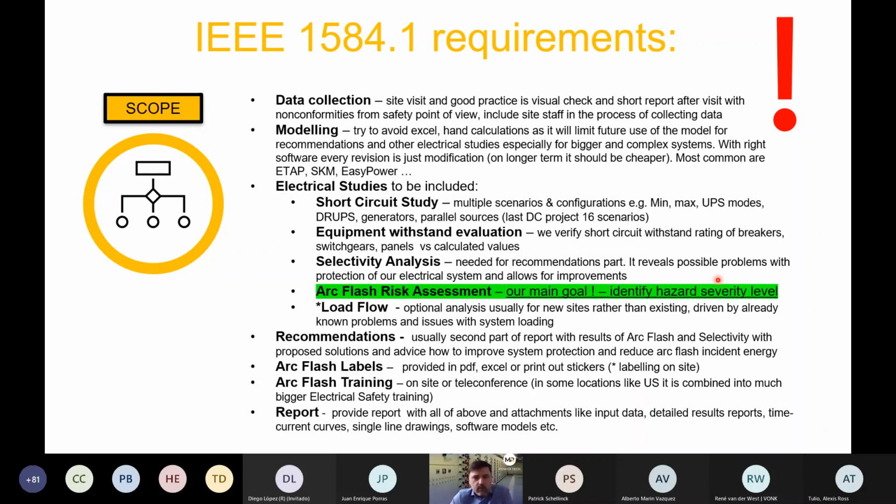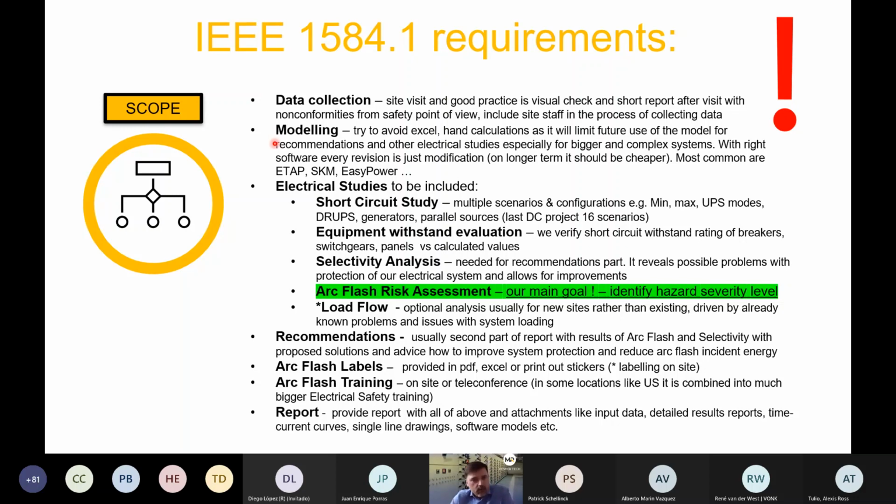So you have to be careful, and the best is to follow IEEE 1584.1 requirements, which is this. This is a bigger document, but I summarized it this way. Data collection means that we have to go on site and collect the data from the real world. And the good practice is to write a report after it with all the non-conformities that we find from a safety point of view. Would be nice.